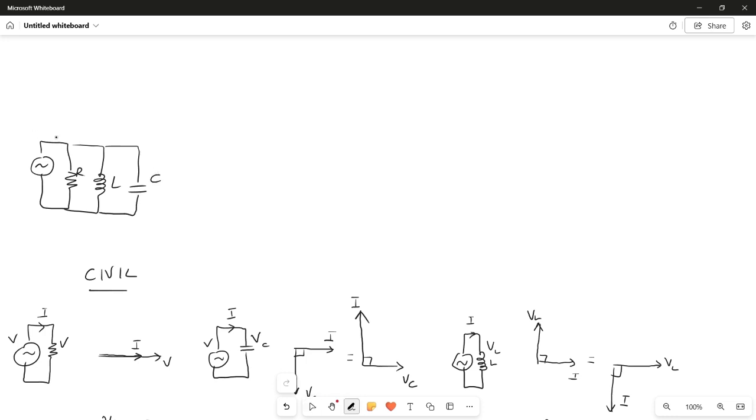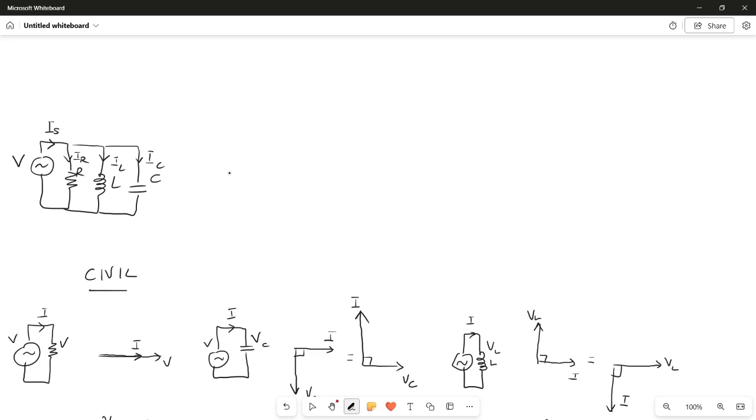Now, because it's parallel, the voltages are all the same since they're all bridged across there, but the currents are all different. So this is IR, IL, and IC. And of course, the supply current is the same as IR plus IL plus IC, but added up using phasors.